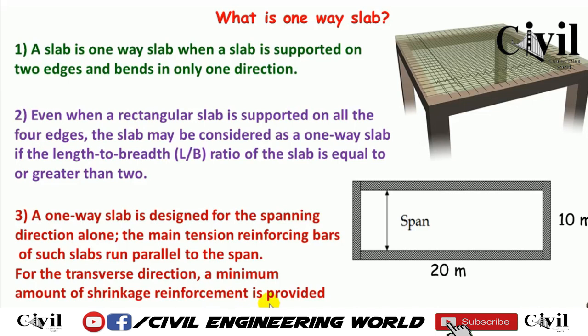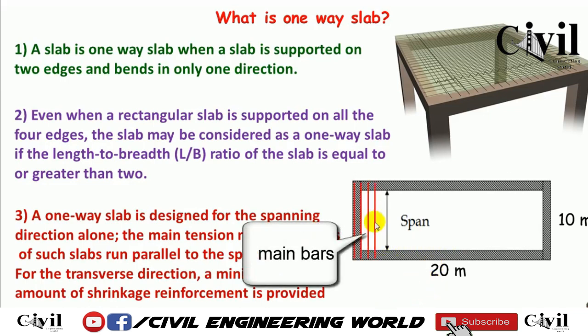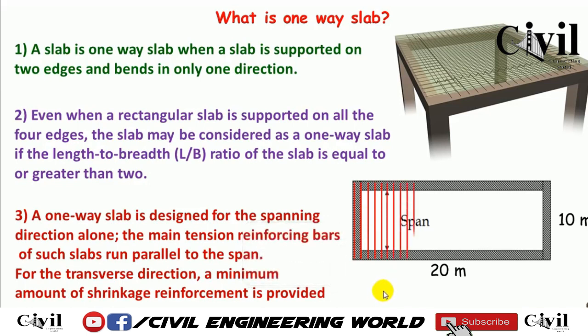Also, a one-way slab is designed for the spanning direction alone. The main tension reinforcement bars of such slabs run parallel to the span. For the transverse direction, the minimum amount of shrinkage reinforcement is provided. So here the question is which span is the shorter direction and where the main tension reinforcing bars are provided. As you can see in the figure, the 10 meter span is the shorter direction.